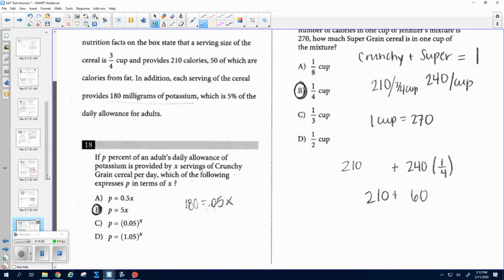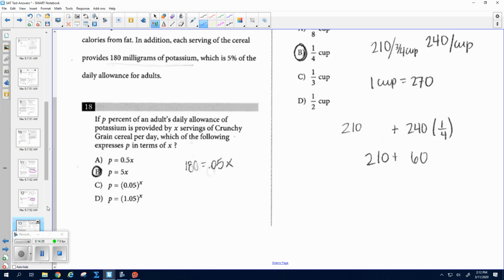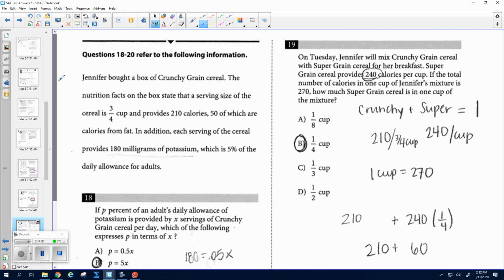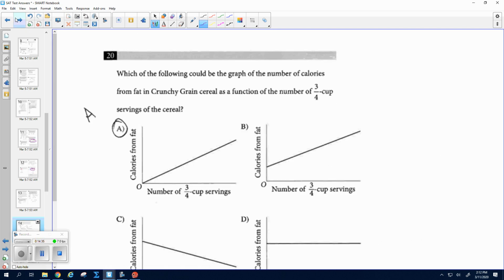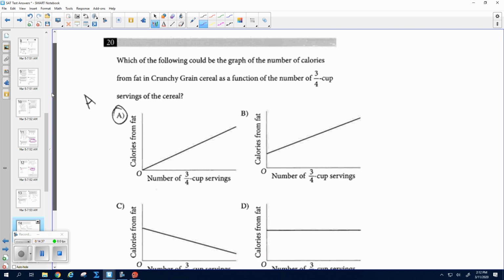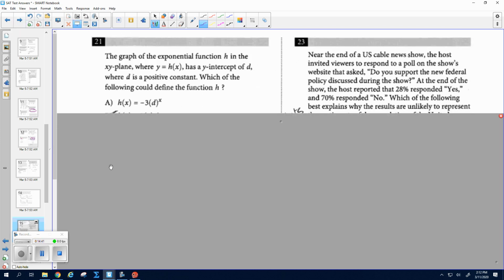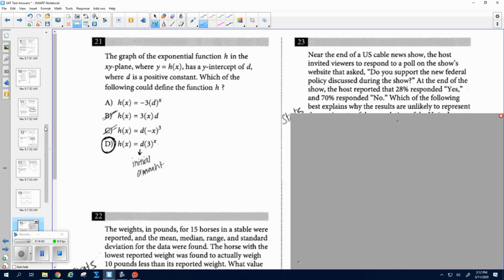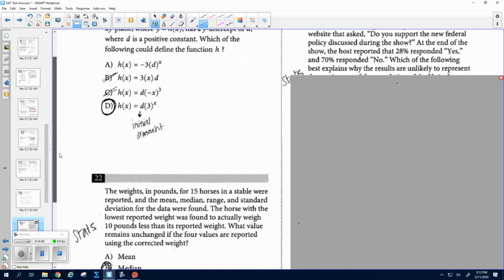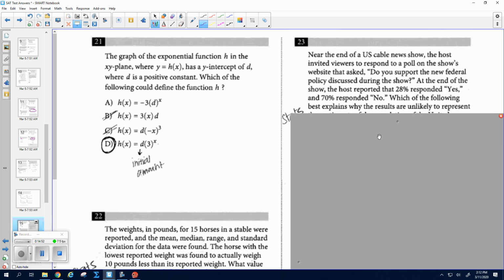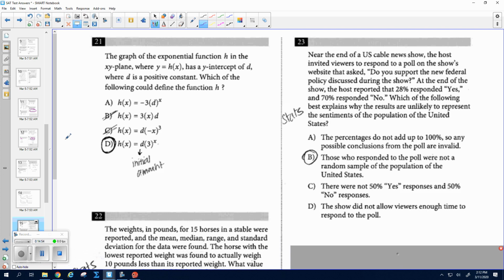18 is B. 19 is B. Number 20 is A. I know it's long. Number 21 is D. Number 22 is a stats question. That is B. 23 is another stats question. That is B.